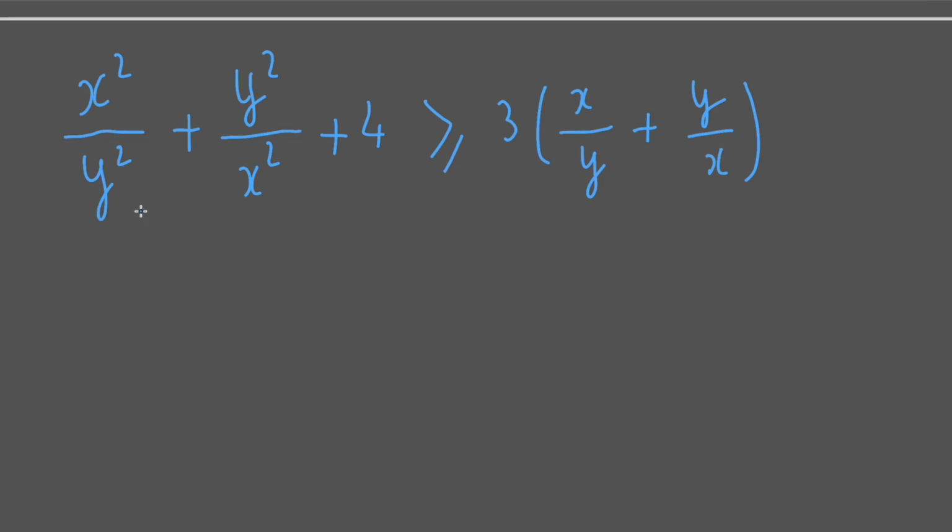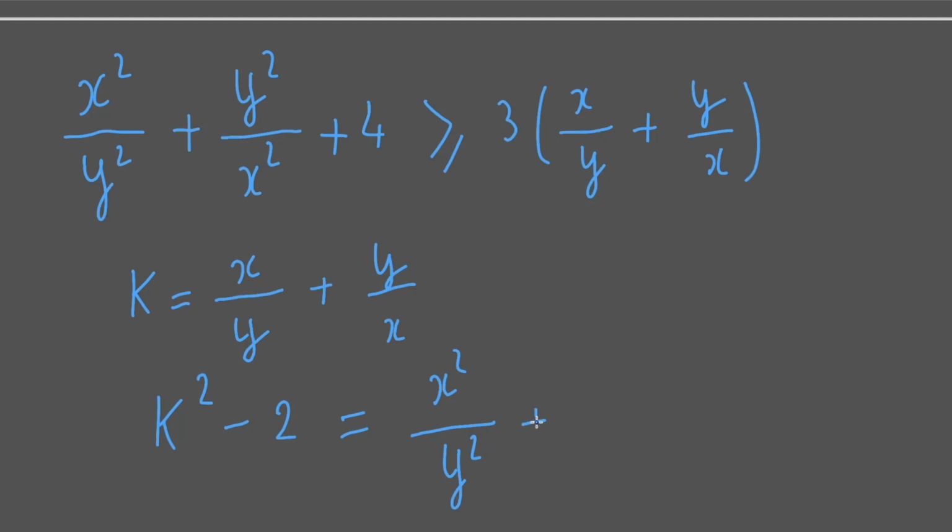From this inequality, we can easily see that we can use the substitution k equal to x over y plus y over x. And this is very familiar: k squared minus 2 will be equal to x squared over y squared plus y squared over x squared. That is the famous form we usually apply in every problem which considers a substitution like this.